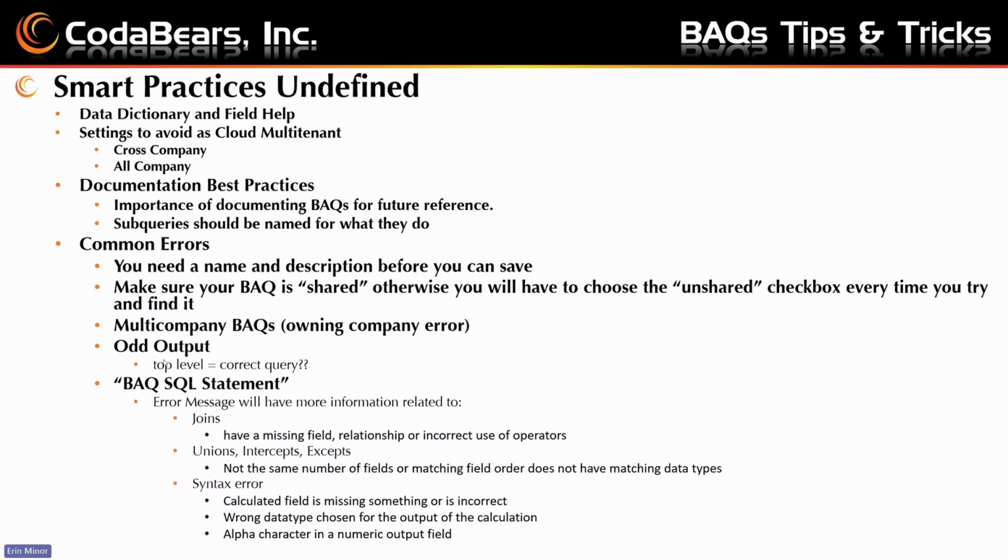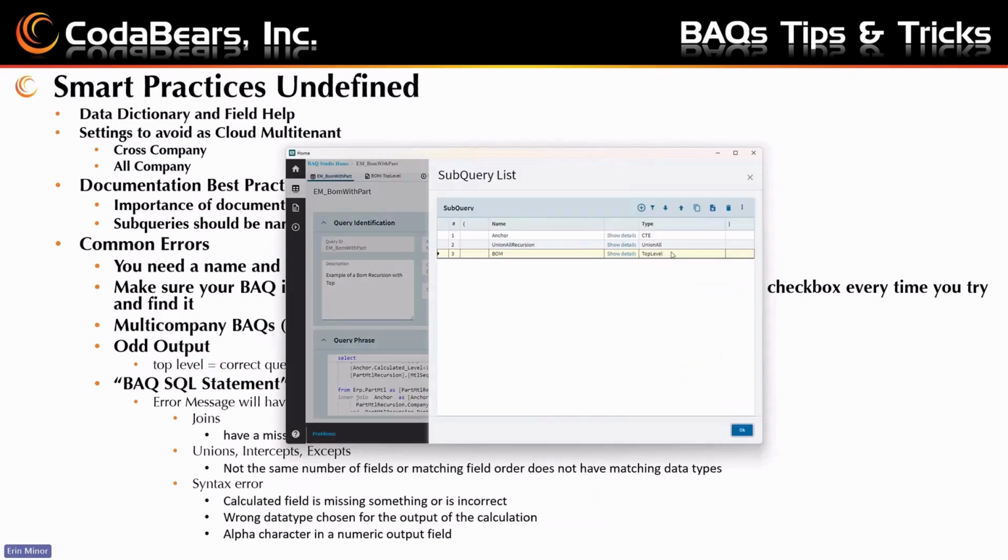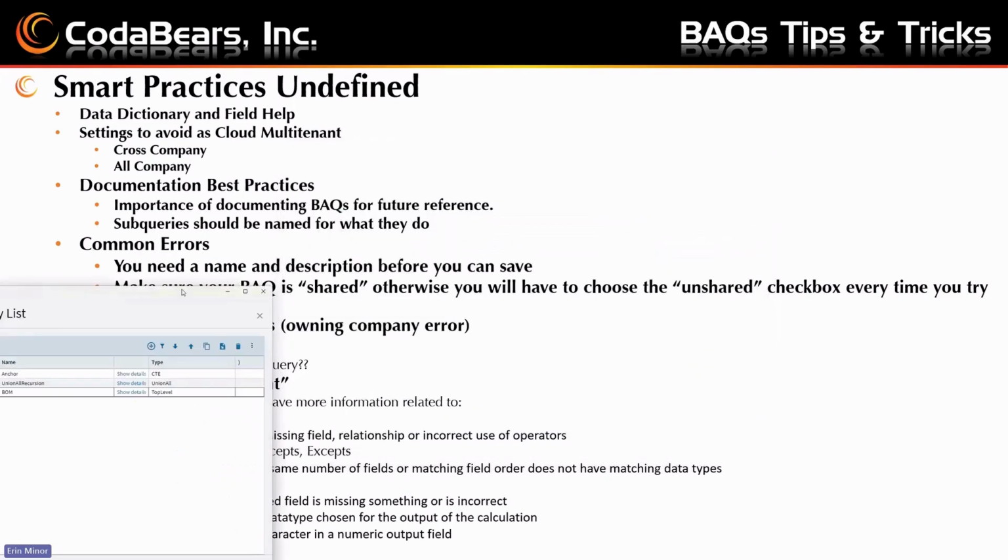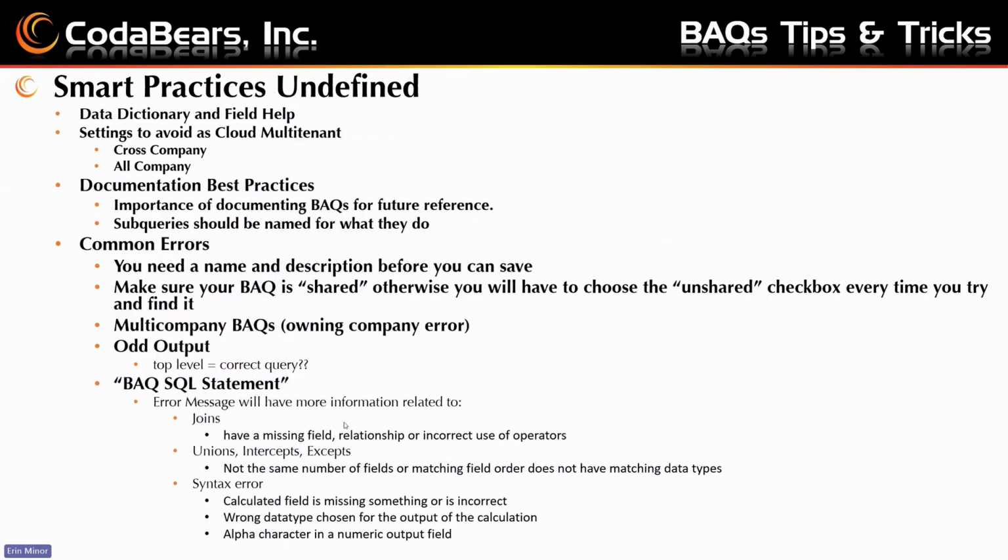If you get odd output, like this isn't what my fields are, is your top level correct? If you have multiple queries, it's only going to show that top level. So make sure your top level is correct. And if you're testing, sometimes you can forget to change that top level back. So just keep that in mind.